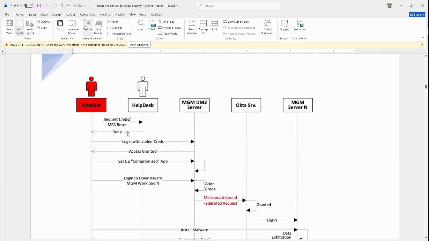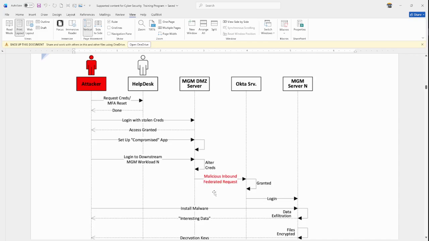After that, he took some stolen credentials. This is stolen only. Now he took the stolen credentials and logged into one of the front layers. We call it the MGM DMZ layer. There the access got granted, so he logged into that website. Now he compromised one application there, a setup. Then he altered something here. He altered credentials.